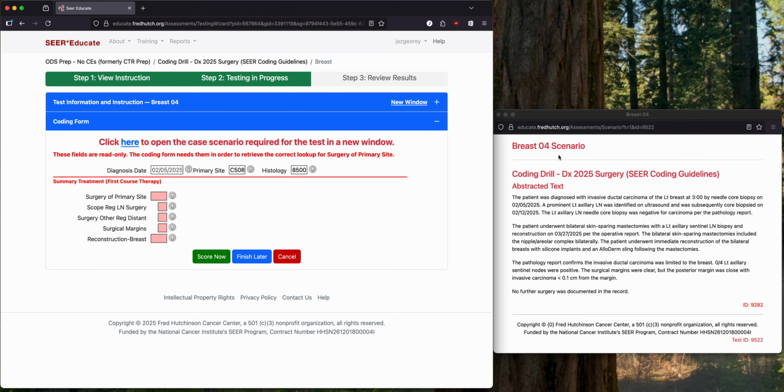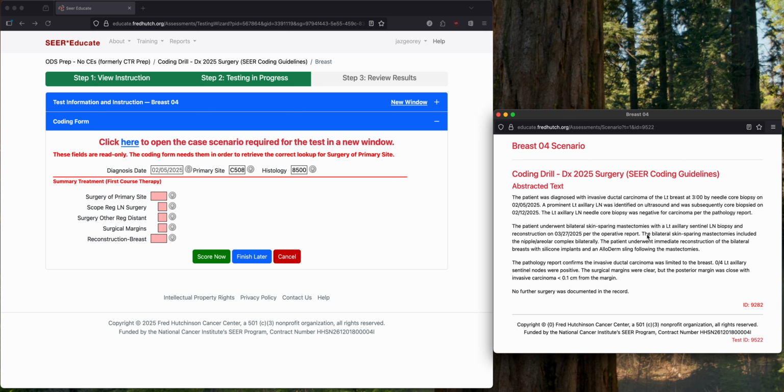So this is breast scenario number 4, coding drill on SEER Educate. The patient was diagnosed with invasive ductal carcinoma of the left breast at 3 o'clock by needle core biopsy on 2/5/25. A prominent left axillary lymph node was identified on ultrasound and was subsequently core biopsied on 2/12/25. The left axillary lymph node needle core biopsy was negative for carcinoma per pathology report.